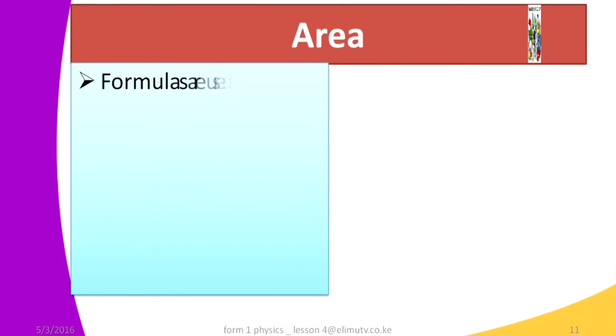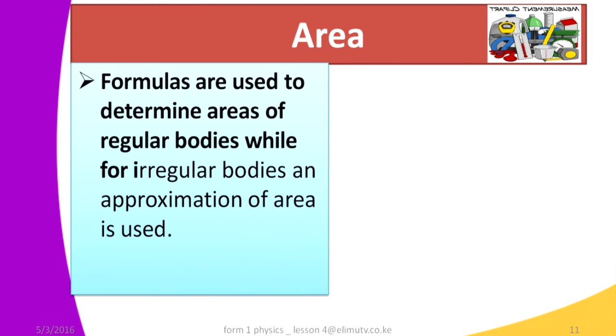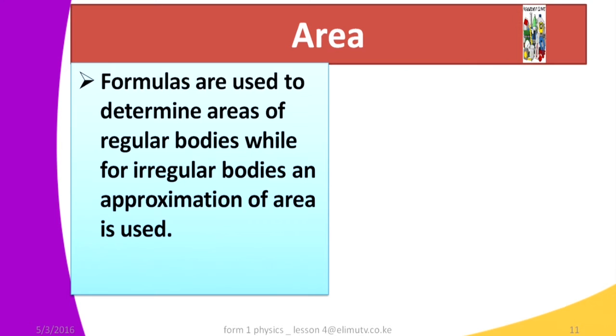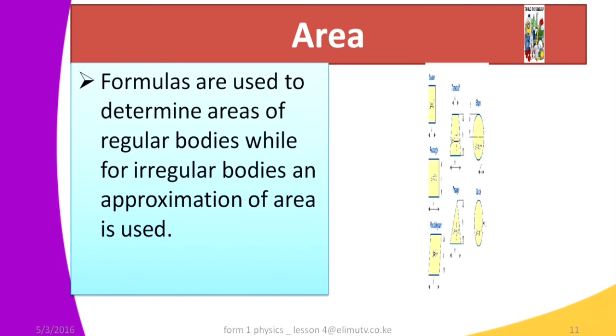Still on area, how can we calculate area? How do you calculate area in your mathematics? Formulas are used to determine areas of regular bodies, while for irregular bodies, an approximation of area is used. For regular bodies that have definite shapes, we can use the known formulas to calculate their areas. But for irregular bodies, we have to approximate their area, because there are no definite formulas that can be used to calculate their area.